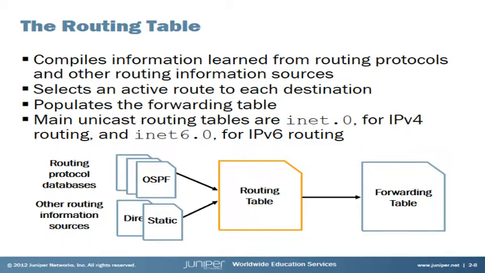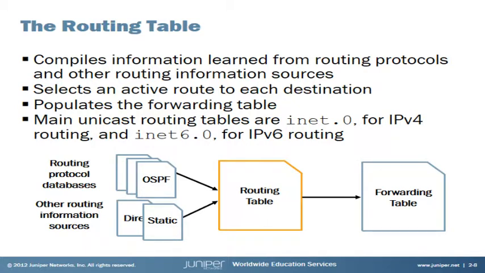Directly connected networks. So the routing table is populated by information from directly connected interfaces, static routes, and routing protocols. All that goes into the routing table. The routing table then feeds that information into the forwarding table. What the routing table will then do is select an active route to each destination, and with that active route, it will then populate the forwarding table.